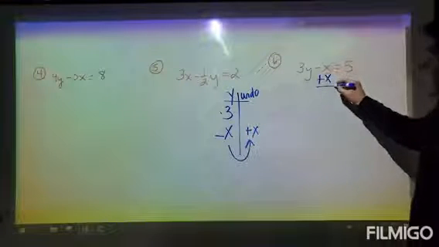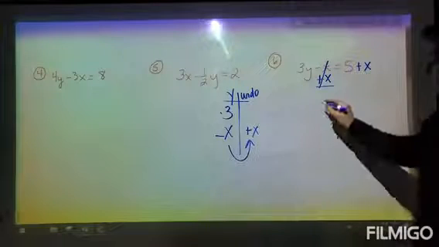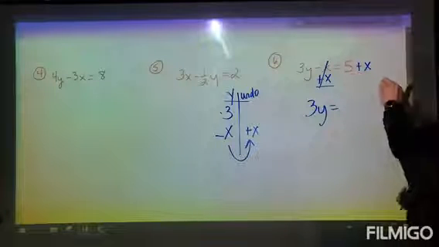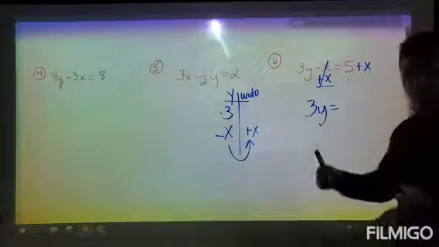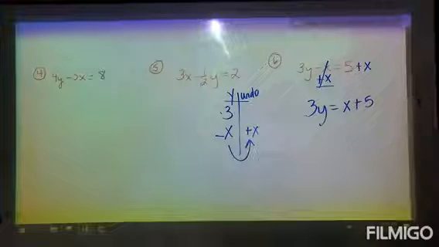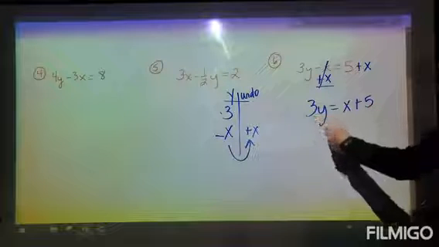I'll add x. That's 0. I'll add x. And my 3y equals, instead of putting 5 plus x, you know it's going to be in slope-intercept form. So put x plus 5. Flip-flop it. We're almost there. We have y equals mx plus b. Almost. Got to get rid of this guy.